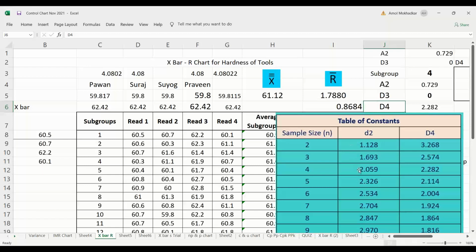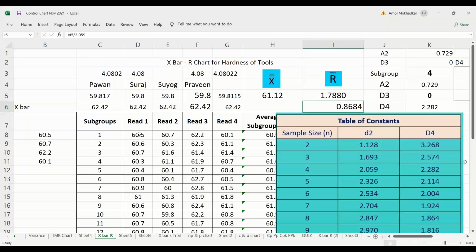I hope you must have taken the value 2.059, because the subgroup size here is 4. So here subgroup is 4 means 2.059. 1.7880 divided by this, that is 0.8684, is the within variation. Now if there are no special causes present, you can say it is inherent process variation. It means this is how the process will be; the process will have this much standard deviation because of its own nature.